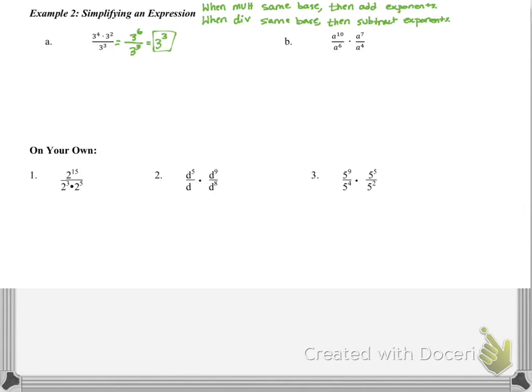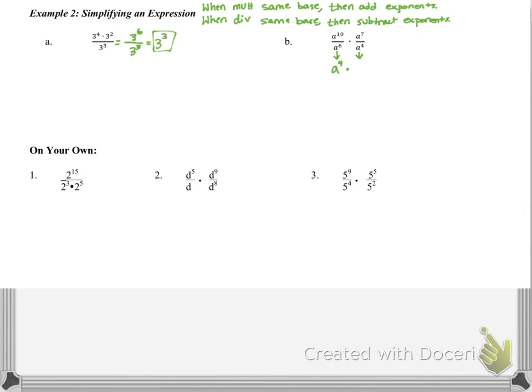Now, for example B, I could multiply first or divide first. It honestly doesn't matter which order. But let's divide first, just for the sake of dividing. Okay. So this one right here, a to the 10th divided by a to the 6th. Since they're being divided, that means I'm going to subtract the exponents. So a to the 4th. And then I'm going to bring that multiplication part down. And then I'm going to simplify this one as well.